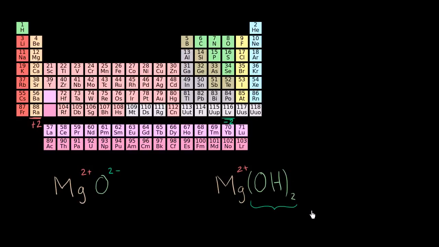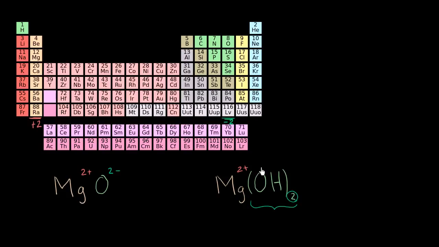Now, how does that make sense? Well, we have two hydroxides here. Notice this subscript right over here. So if each of those hydroxides has a -1 total oxidation state, then when you take the 2 of them together, they would net out against the magnesium. And that does seem to make sense.